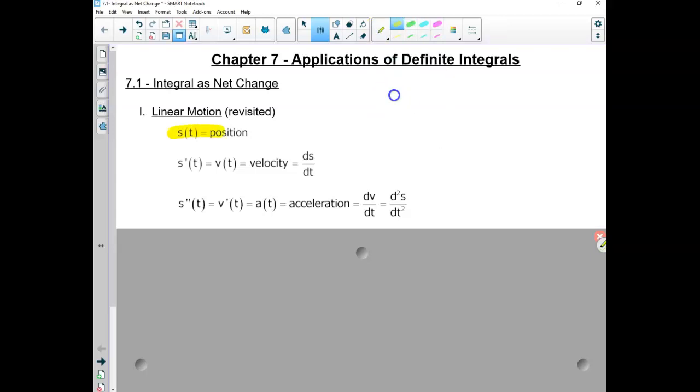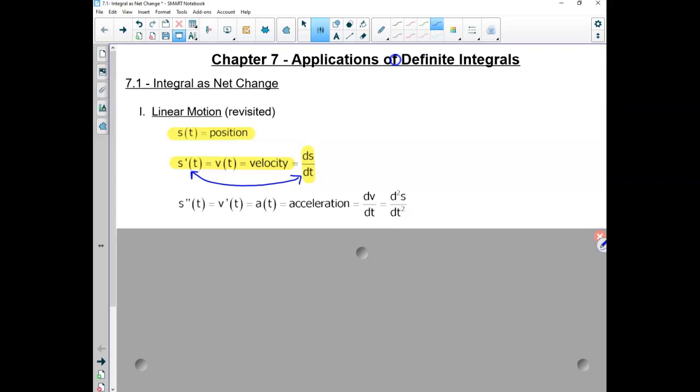S of t in calculus typically refers to the position function, and S prime of t is the same as v of t, which is the velocity function. Sometimes they may denote that as ds dt. They may be using differential notation for you to see the derivative. Just make sure you're on par that these two are the same thing, okay?